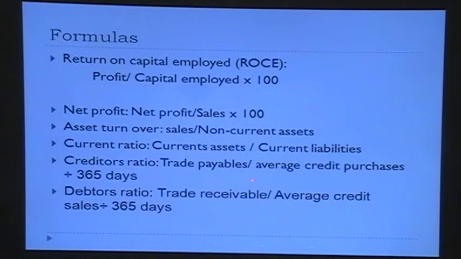Trade payables divided by the average credit purchases by 365 days in a year. The creditors ratio is simply telling us how efficient you are in paying back suppliers the money you owe them. How efficient are you in paying back goods purchased? That is why we are taking the trade payables from the balance sheet figure and the average credit purchases from the trading profit and loss account divided by 2. That will give you the average credit purchases.